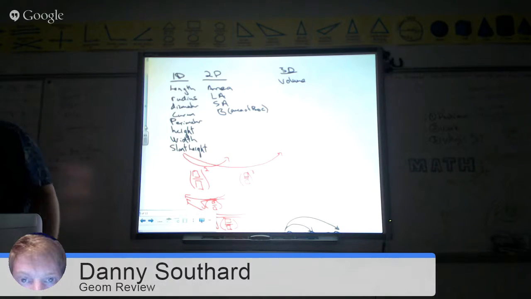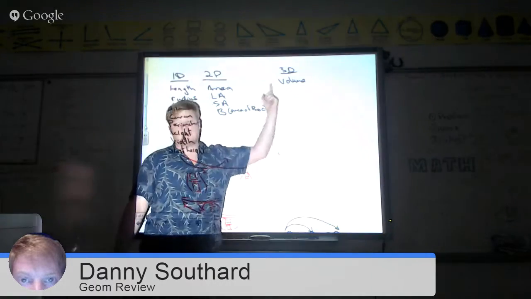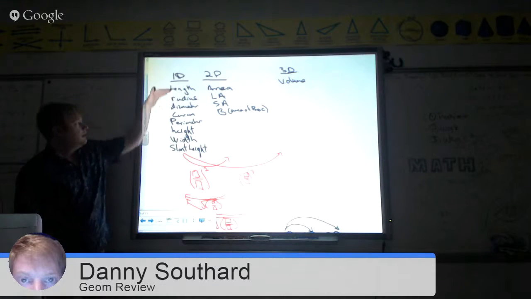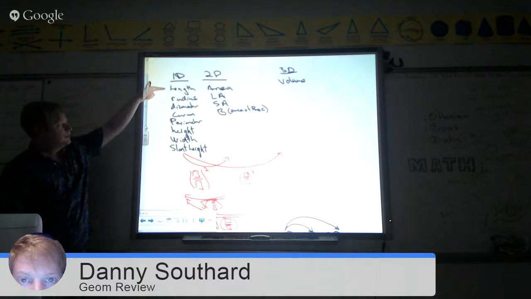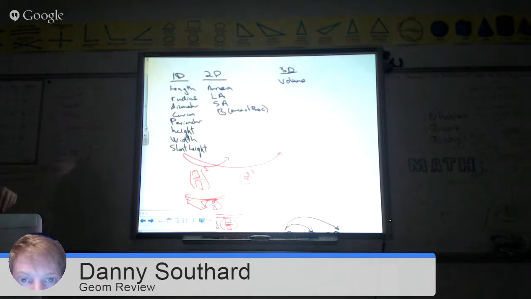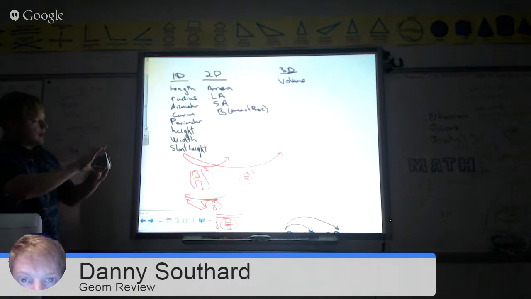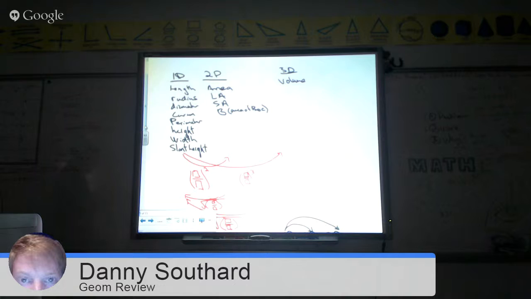All right, ratios, because this is also on the test. So remember, we have 1-dimensional ideas, 2-dimensional ideas, 3-dimensional ideas. Here are some things that are 1-dimensional: length, radius, diameter, circumference, perimeter, height, width, slant height. Notice that these are all dimensions of individual shapes, like the radius, the diameter, the circumference, the perimeter, the height of something, the width of something, the slant height of something. They all represent individual dimensions of solid shapes. That's why they're one-dimensional ideas.